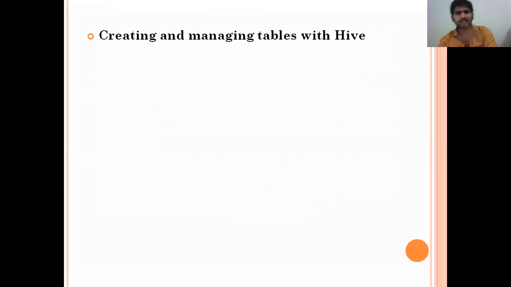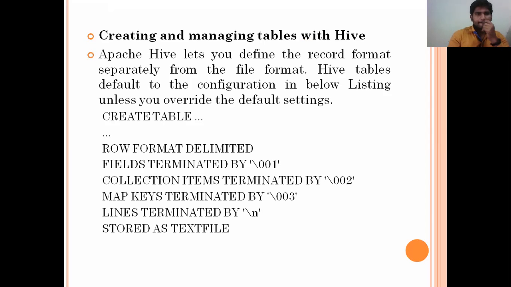Creating and managing tables with Hive. How are we going to create and manage them? Apache Hive lets you define the record format separately from the file format. So Hive tables default to the configuration in the listing below unless you override the default settings. So how do we create a table?